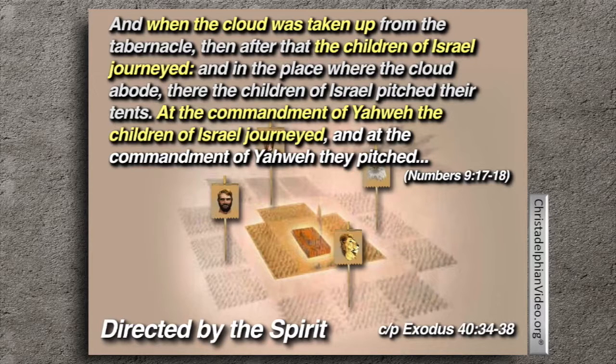And you see this fully, brothers and sisters, when you consider how they moved around. We think of the cherubim, just jumping ahead to Ezekiel. It says, wherever the head looked, they went. It also says, wherever the spirit was to go, they went. And we read of Israel in Numbers chapter 9 and verse 17. When the cloud was taken up from the tabernacle, then after that, the children of Israel journeyed. They went. And in the place where the cloud abode, there the children of Israel pitched their tents. At the commandment of Yahweh, the children of Israel journeyed, and at the commandment of Yahweh, they pitched.